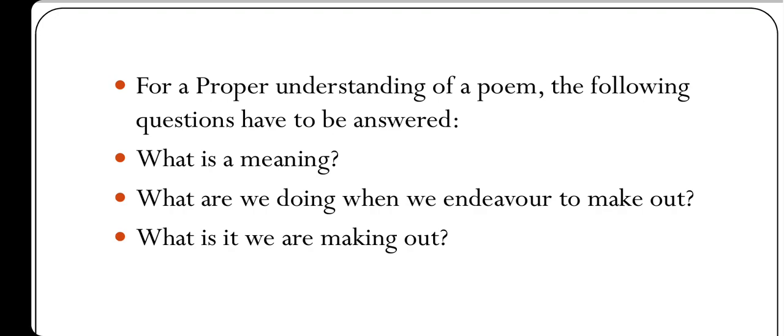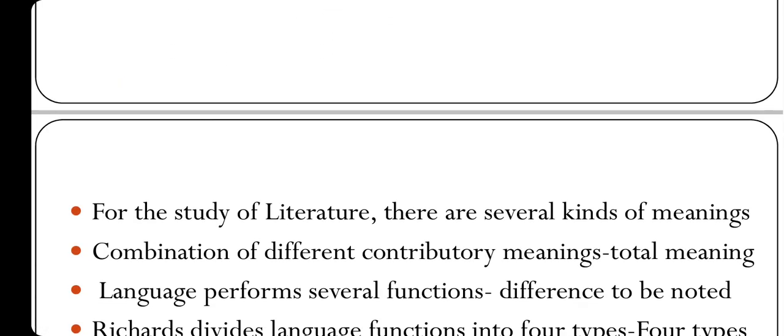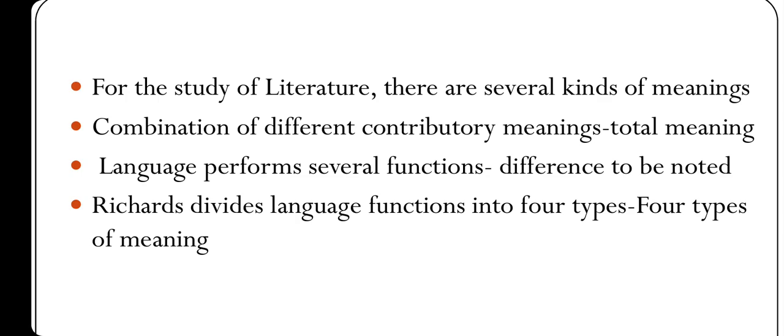That is, what is meaning? What are we doing when we endeavor to make out, meaning endeavor means to try, and what is it we are making out? For the study of literature, there are several kinds of meaning. The combination of the different contributory meanings is the total meaning. Language performs several different functions, to be noted. Richards divides language functions into four types of meaning, and this we will discuss now.